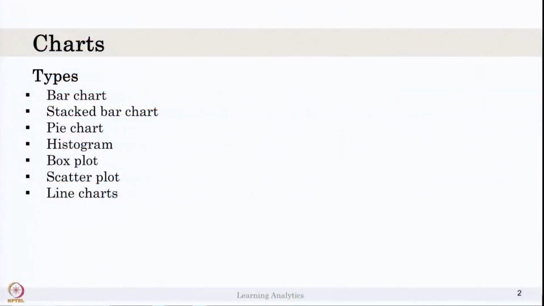In this video we will continue discussing chart types. So, we saw bar chart, stacked bar chart, pie chart and histogram. Let us look at what is box plot, scatter plot and line chart in this video.